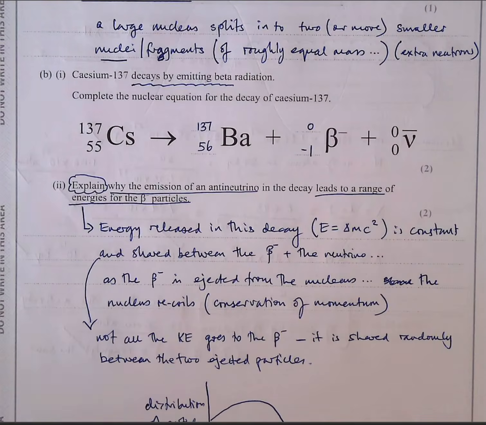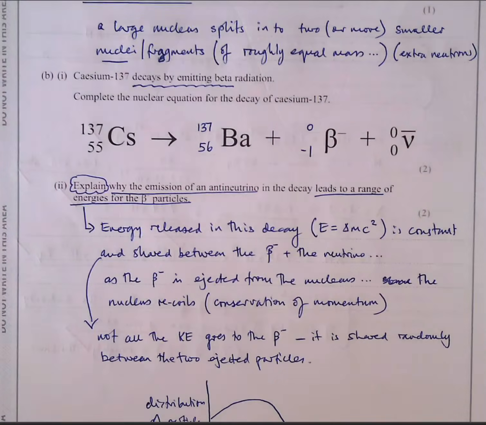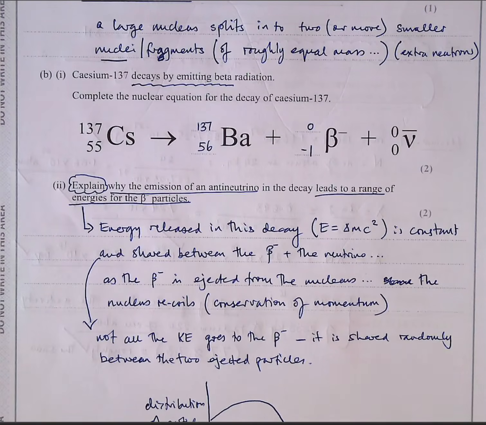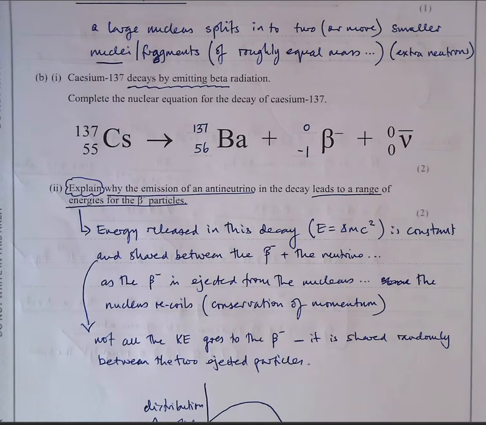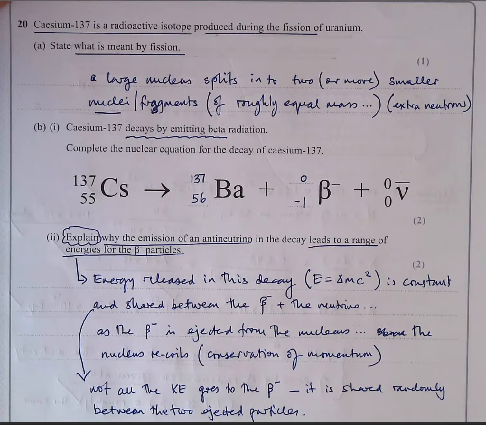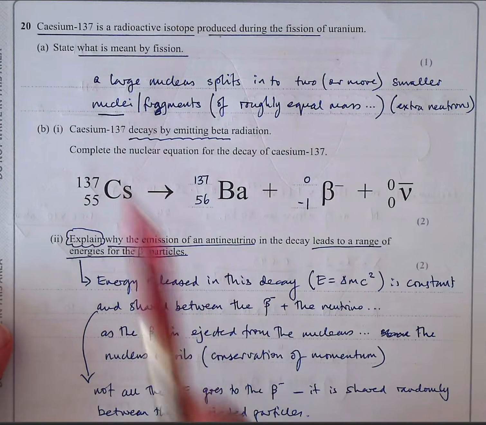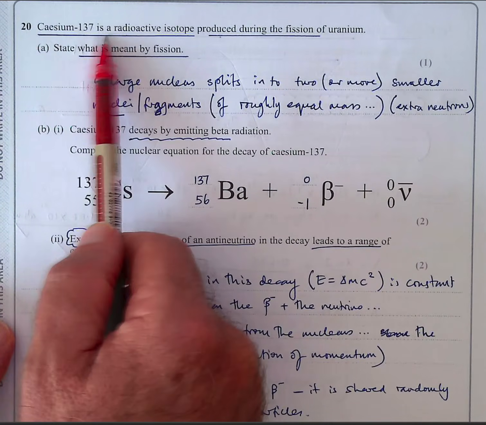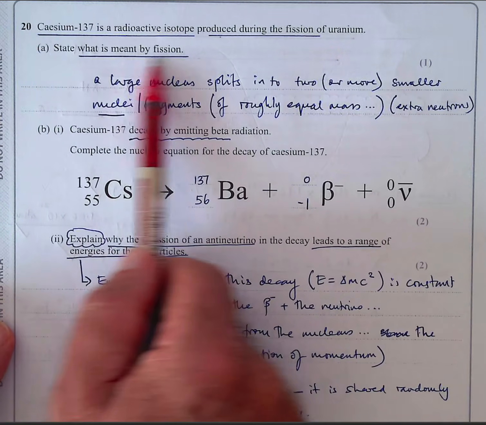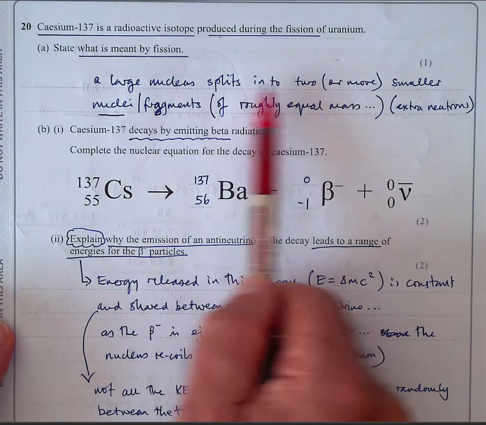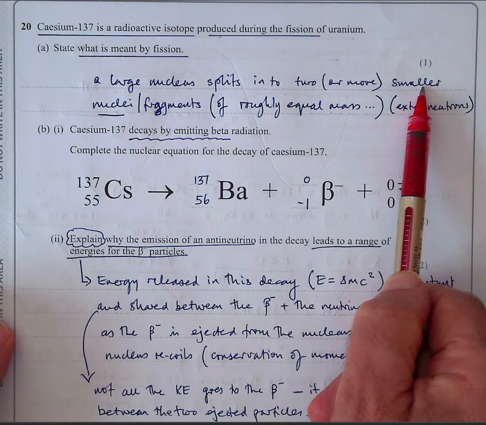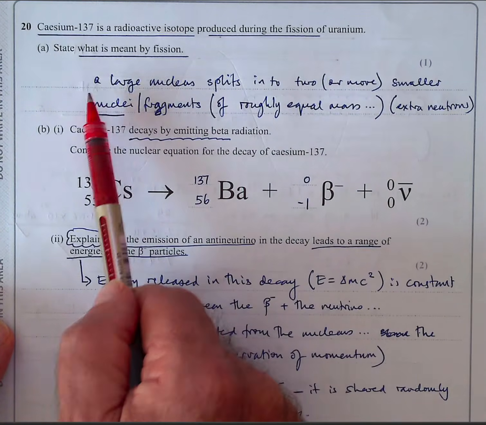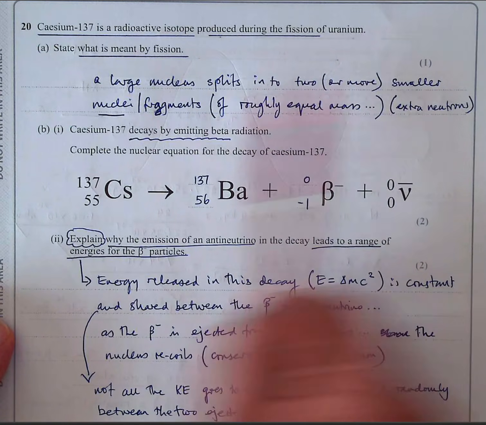And then we're on to question 20. Final question. Question 20 is about cesium-137, a radioactive isotope. Cesium is often produced during the fission of uranium, so this is a common daughter particle. State what is meant by fission: it is when a large nucleus splits into 2 smaller nuclei. That's what I would put. A large nucleus splits into 2 smaller nuclei.